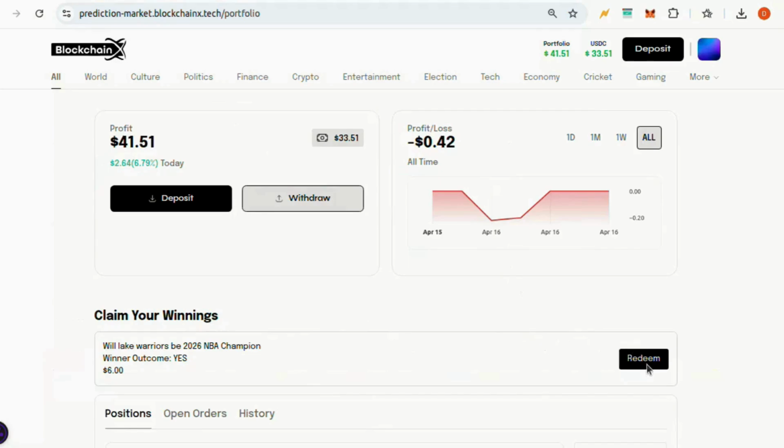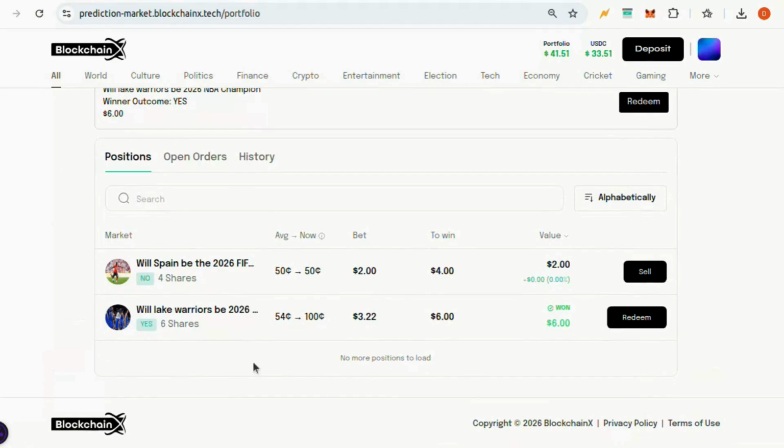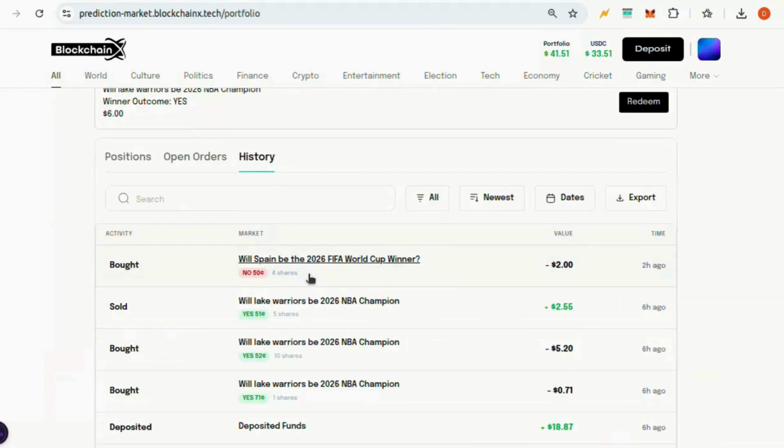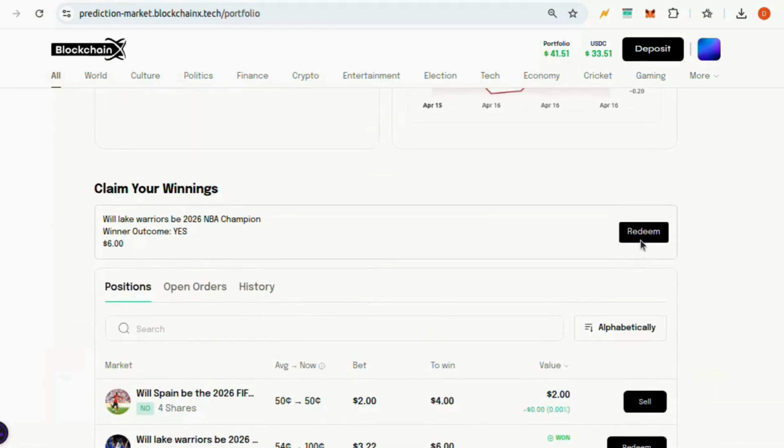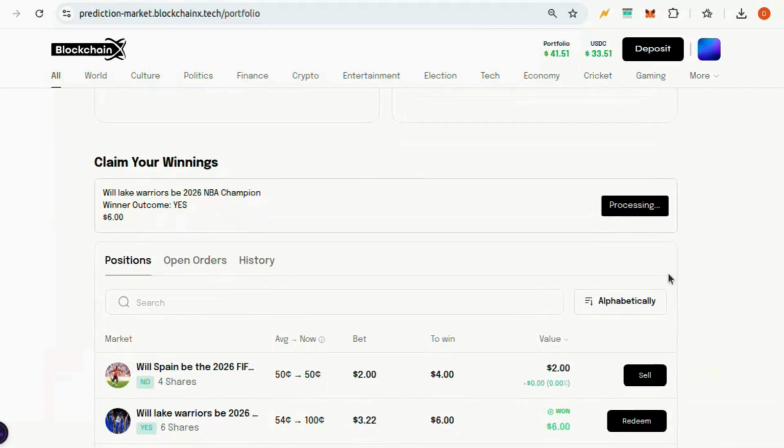Now, users who are holding yes shares become eligible for rewards. Each winning share is valued at $1. The user can now see the redeem option available in the interface. By clicking on redeem, the user receives the winning amount based on the number of shares they hold. Once claimed, the amount is added to the user's wallet balance.